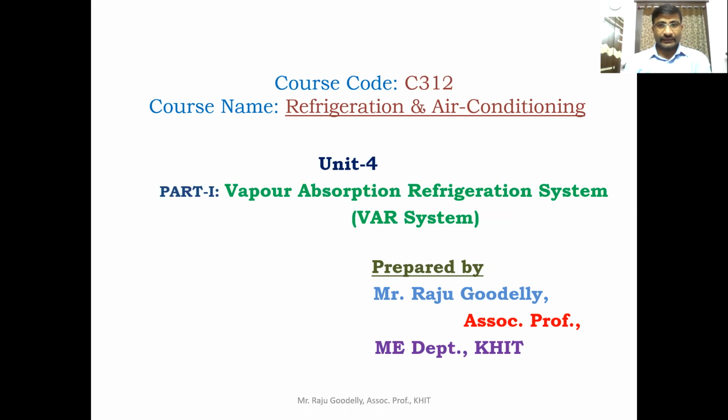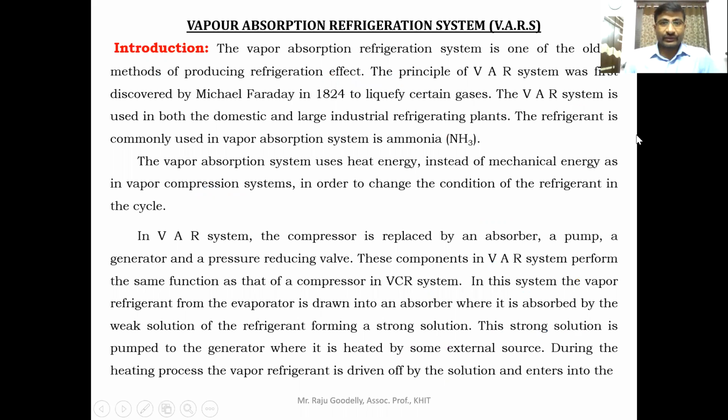Another difference is that the VCR system has a compressor to pressurize the refrigerant from low pressure to high pressure. But in place of the compressor, the VAR system consists of 4 main components: the absorber, generator, pressure reducing valve, and pump. These are the 4 devices used in place of a single compressor. Clear? In olden days, the VAR system was first discovered by Michael Faraday in 1824. Let us go for the introduction.